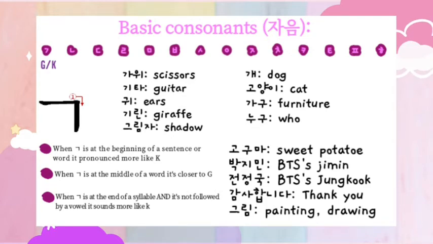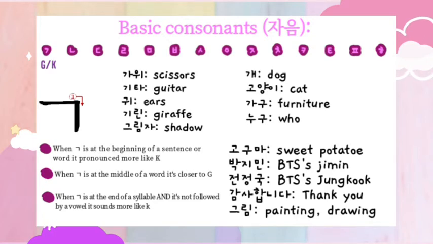So when giyak is at the beginning of a sentence or word, it's pronounced more like k. And when giyak is at the middle of a word, it's more close to g. And when giyak is at the end of a syllable and it's not followed by a vowel, it sounds more like k. So even if k is at the end of a syllable, but the next syllable starts with a vowel, it's more likely to be g, not k.